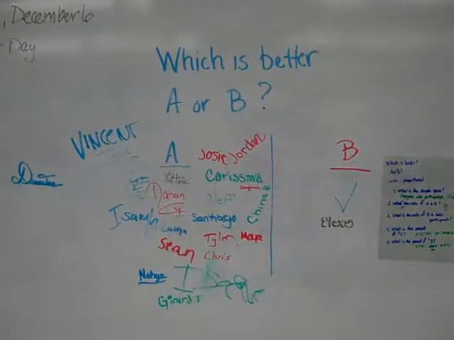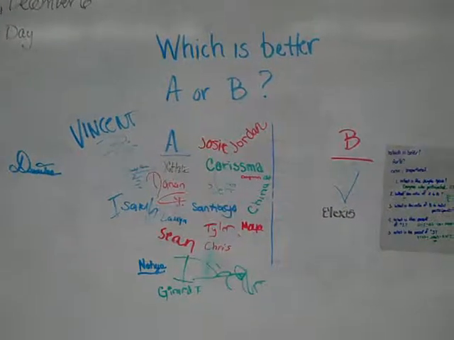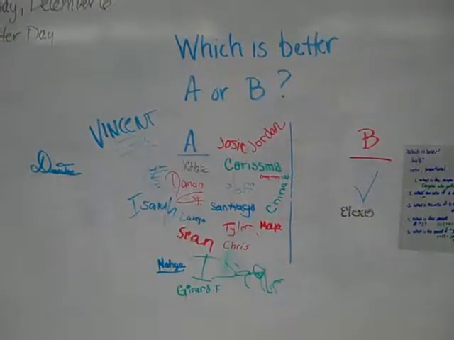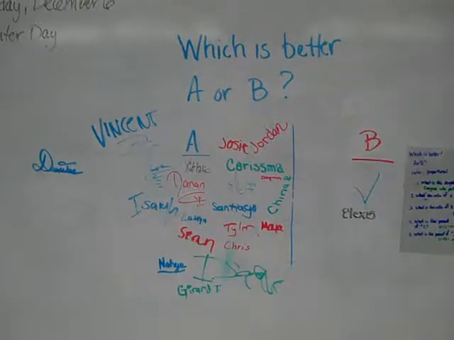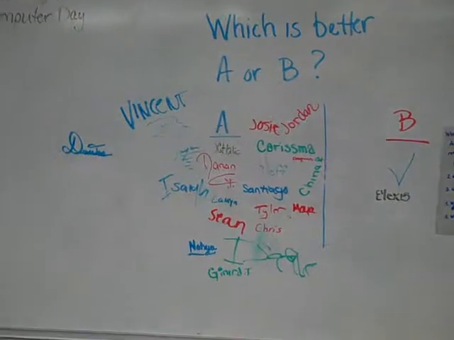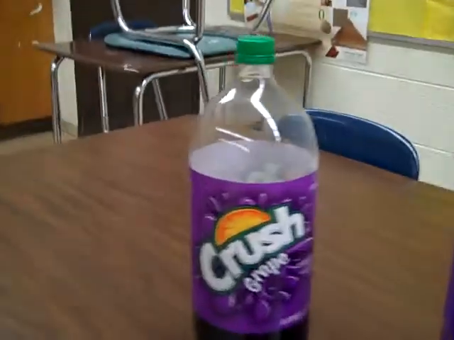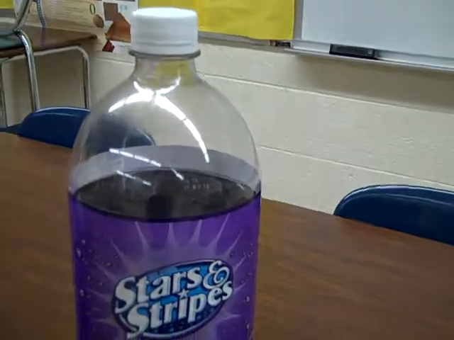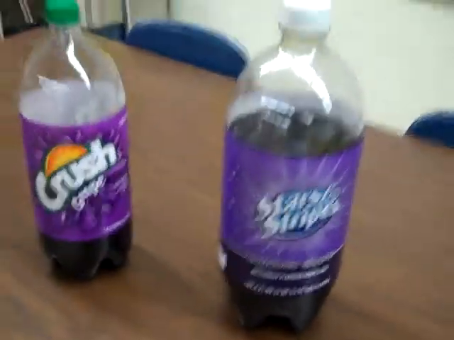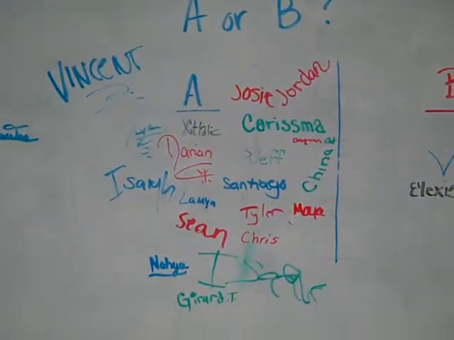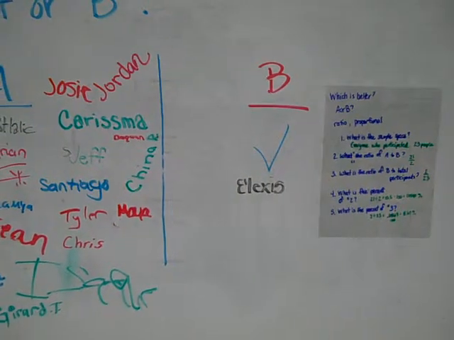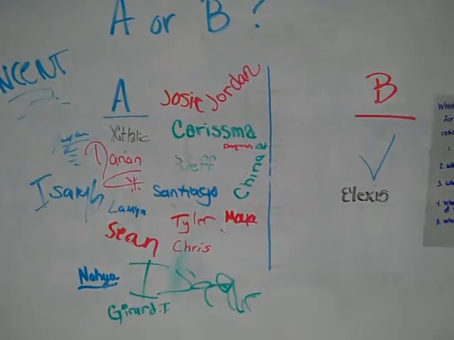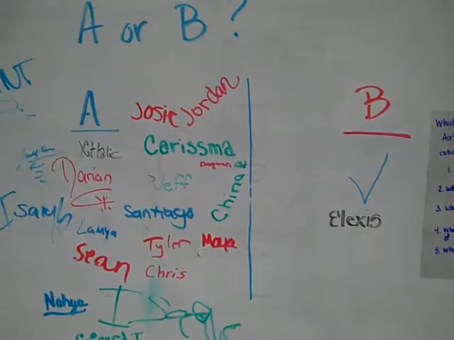So we started talking about comparing and scaling, talking about ratios, proportions, percentages. The class conducted an experiment on which is better, A or B. Crush, Stars and Stripes. Which gray pop is better? Well, as you can see, the class thought that A was better compared to two people in B. A was Crush. B was Stars and Stripes.